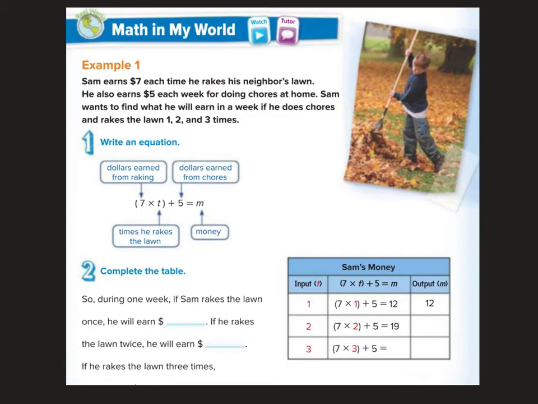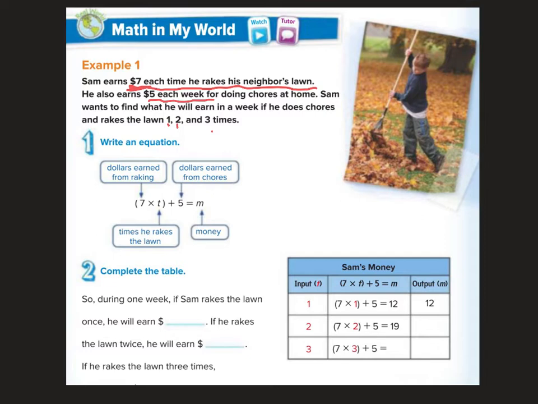All right, so here we have example 1. Sam earns $7. Now notice, I'm going to underline the important parts. That is what I should see on your paper too. Sam earns $7 each time he rakes his neighbor's lawn. Important. He also earns $5 each week for doing chores at home. Sam wants to find what he will earn in a week if he does chores and rakes the lawn 1 time, or 2 times, or 3 times.